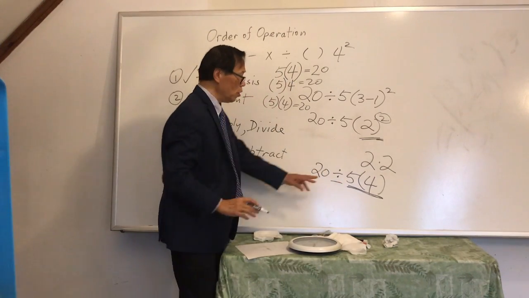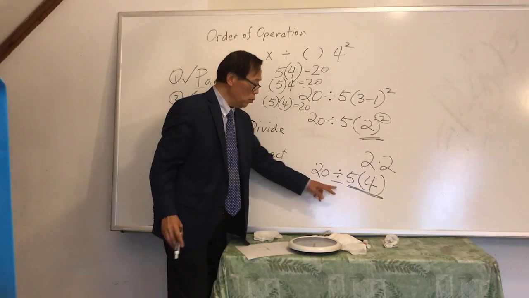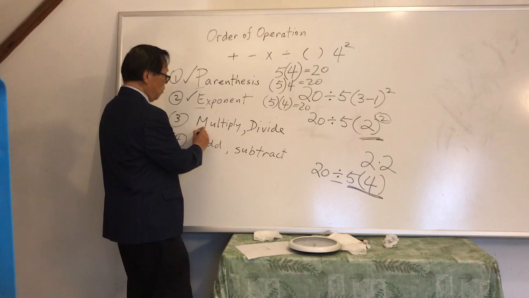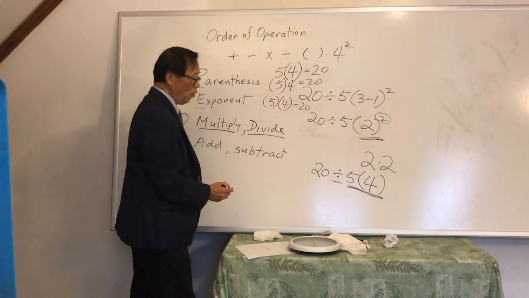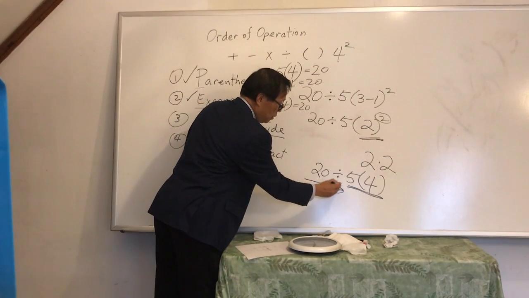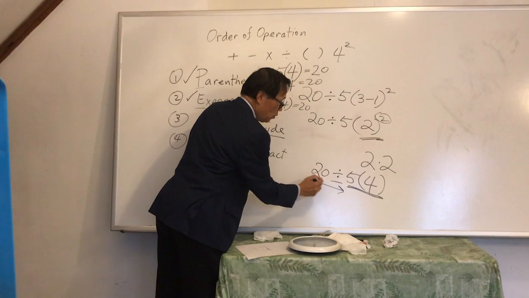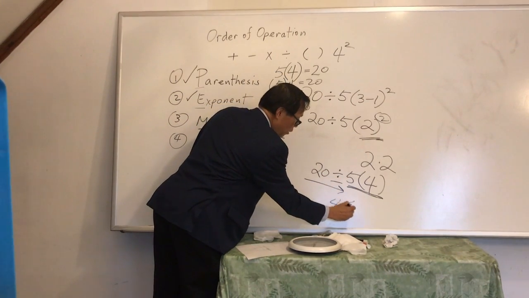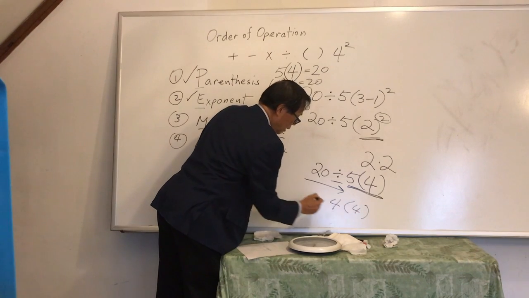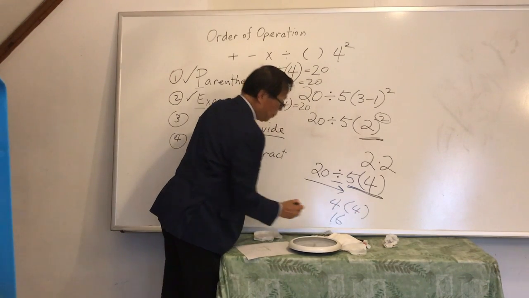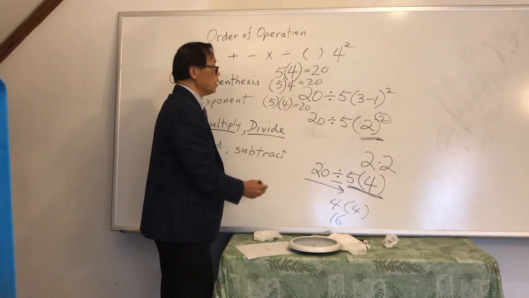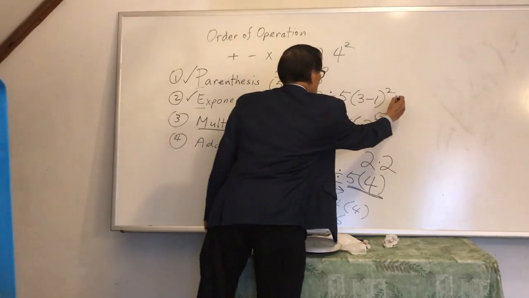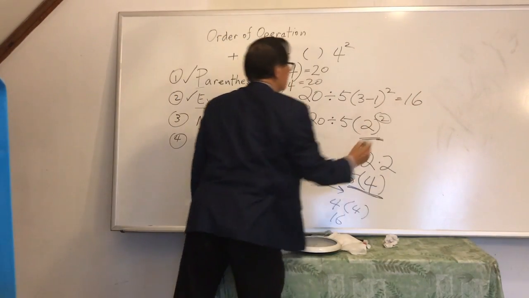But you don't want to multiply first. Why? Because we just learned that when you have multiplication and division, you go from the left. So there is a division here. So you do that first. 20 divided by 5 is 4. And then you multiply with the 4. And the answer would be 16. So the answer to this problem is 16.